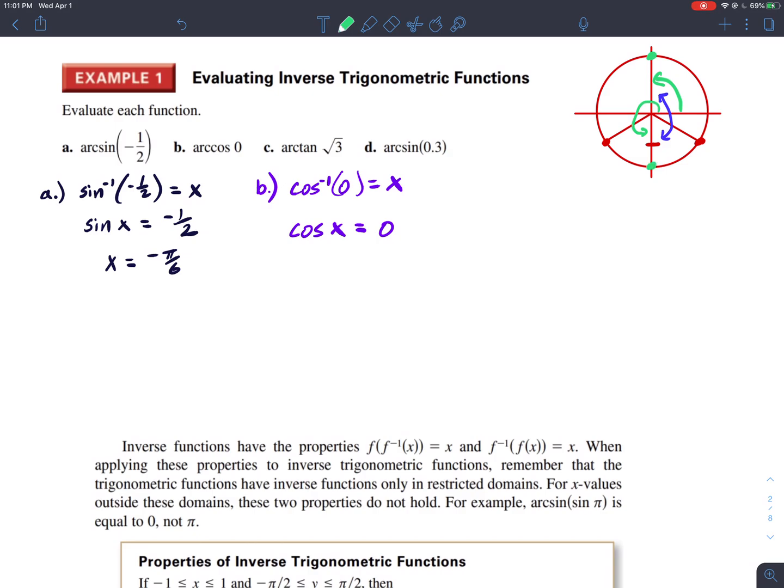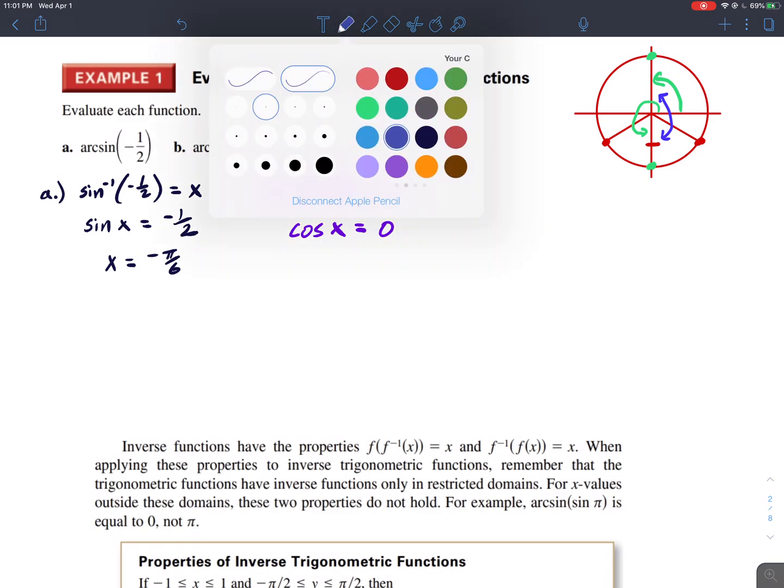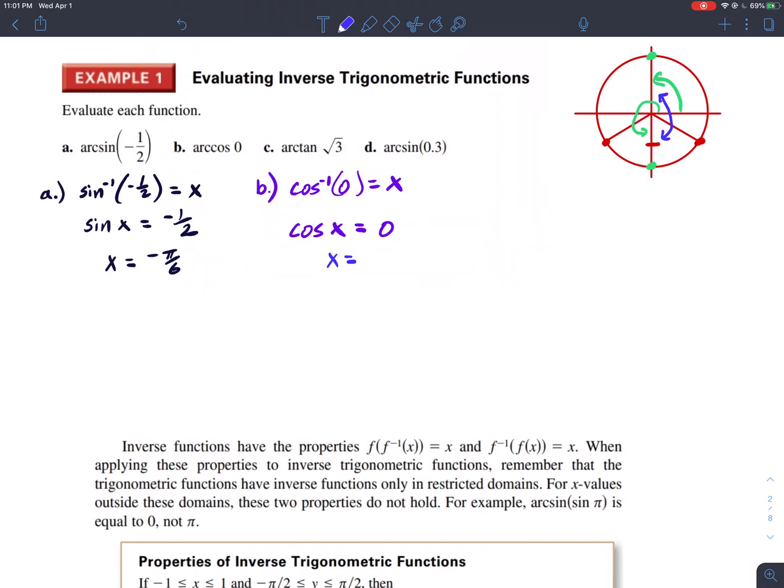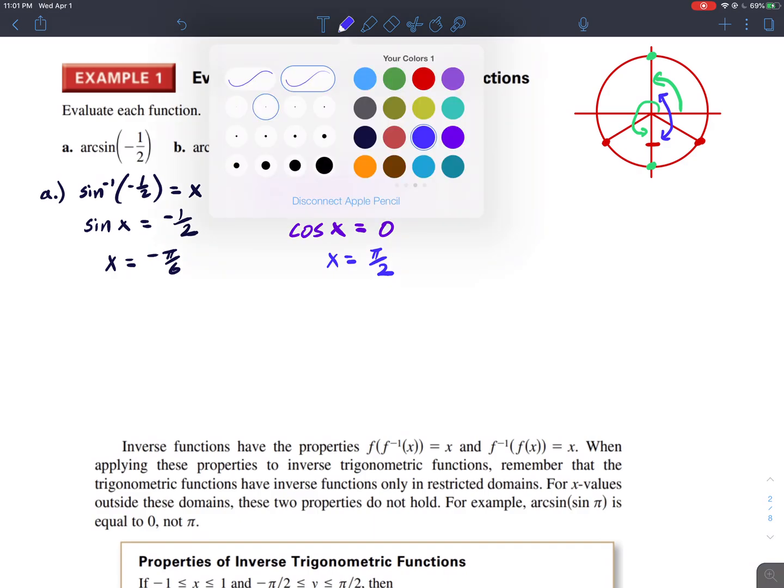But our cosine function needs to be restricted to a domain of 0 to pi in order to even get inverse cosine, which means the inverse cosine has a range, the output, must have an output between 0 and pi. So therefore our x value must be pi over 2, which is between 0 and pi. All right, moving on, C.